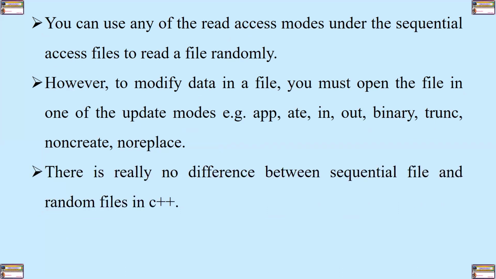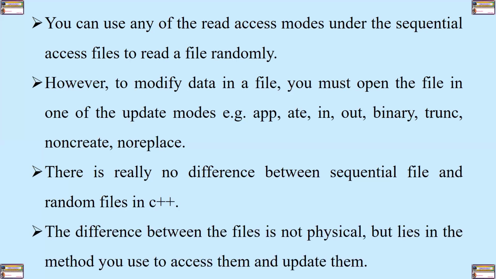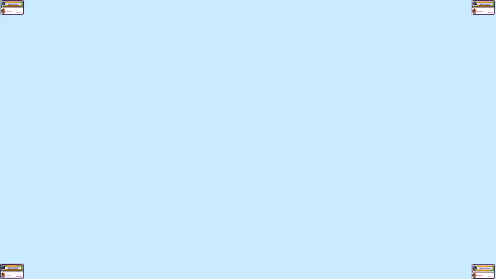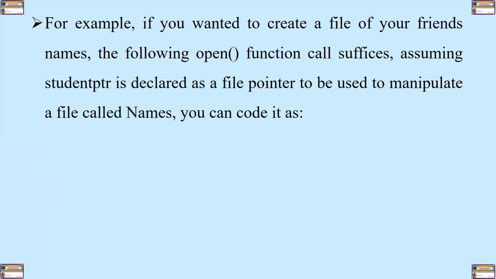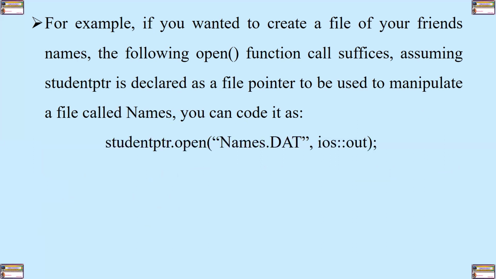There is really no difference between the sequential file and random files in C++. The difference between the files is not physical, but it lies in the method that you use to access them and update them. For example, if you wanted to create a file of your friends' names, the following open function call serves, assuming student pointer is declared as a file pointer, to be used to manipulate a file called names, and therefore you can code it as follows.